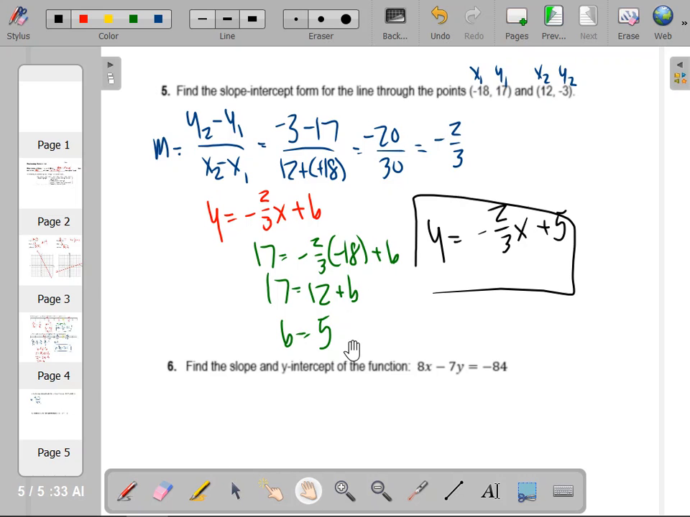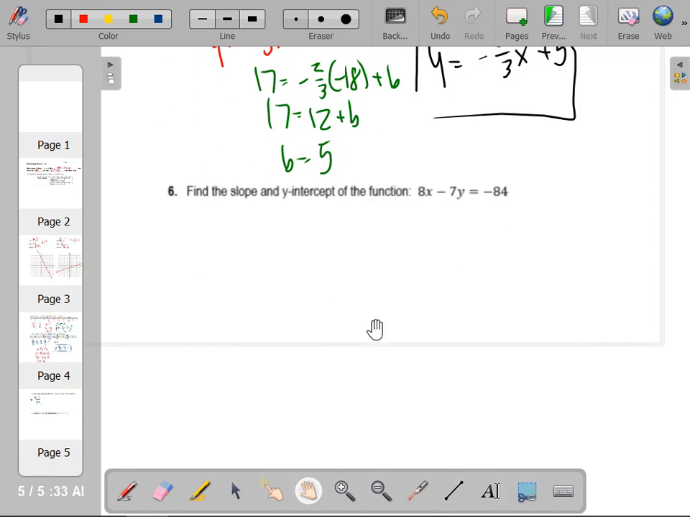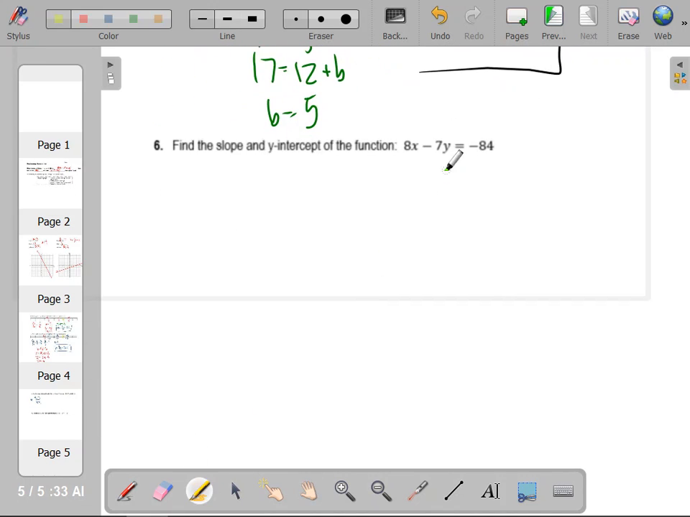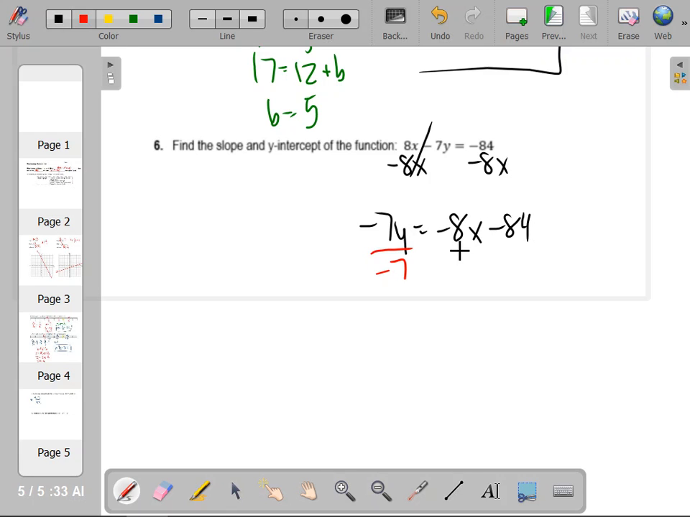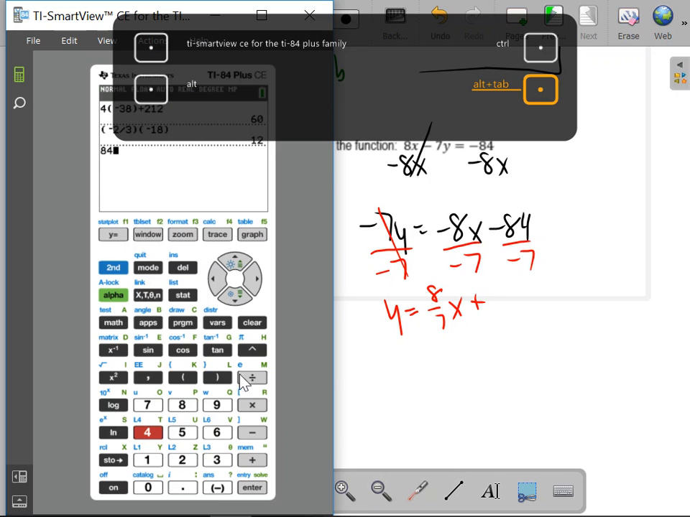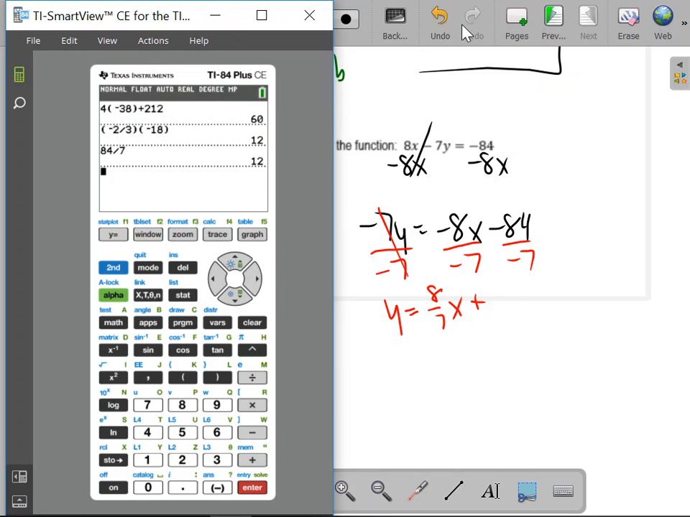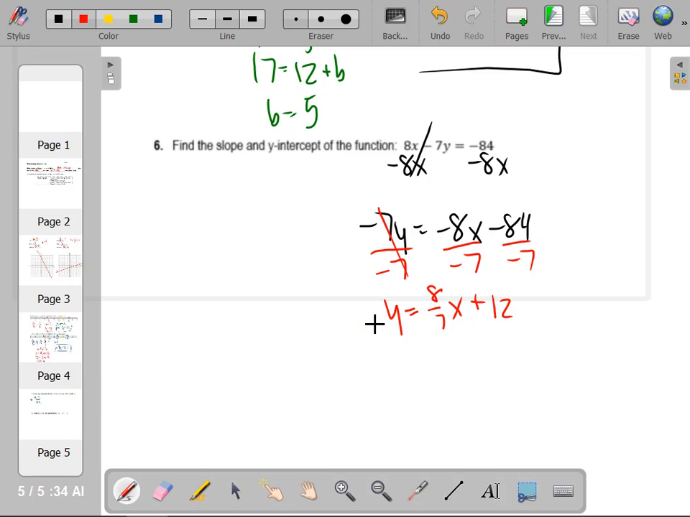Okay, got one more. To find the slope and y-intercept for this last one, we need to isolate y. So to isolate y, what I'm going to do is first subtract 8x on both sides. Negative 7y equals negative 8x minus 84. And then the last thing is we're going to divide by negative 7, but we have to divide everything by negative 7. So that's y equals, that's just 8 over 7. And I don't think that 7 goes into 84, but let's just make sure. Oh, yeah, it does, 12 times. So plus 12. A negative divided by negative is positive. So 8/7 x plus 12.